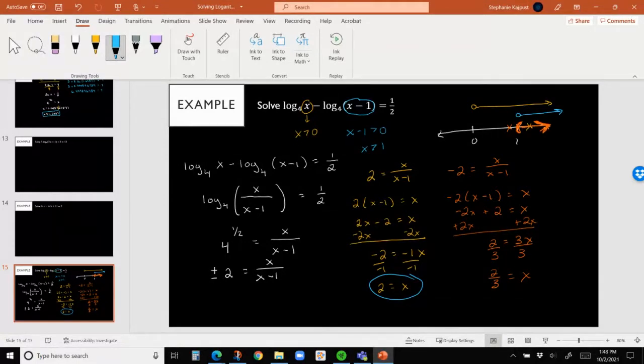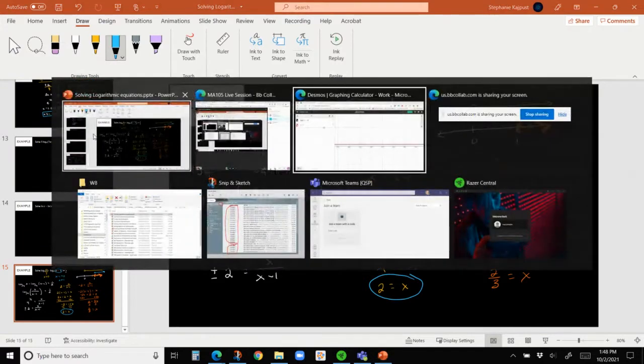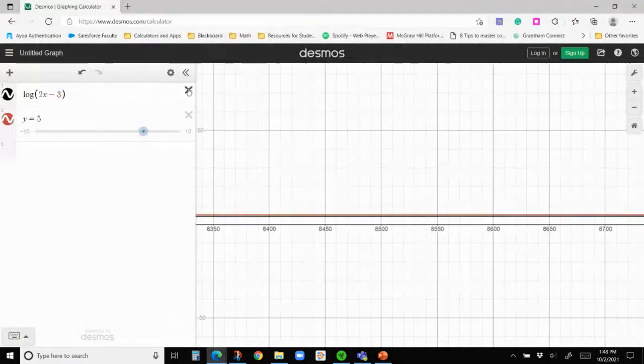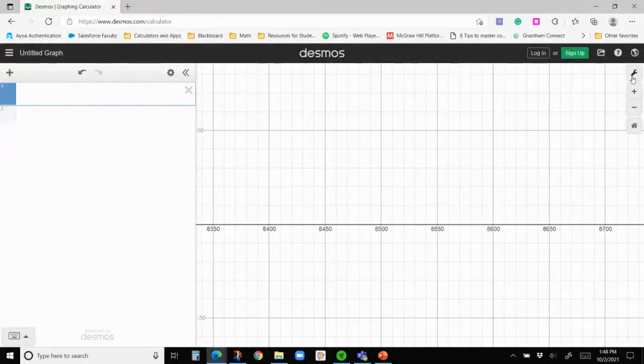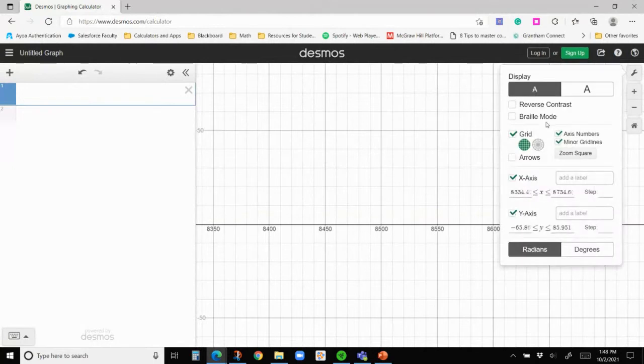And this one should be one that we can do in Desmos, not like this crazy one. Can I reset?